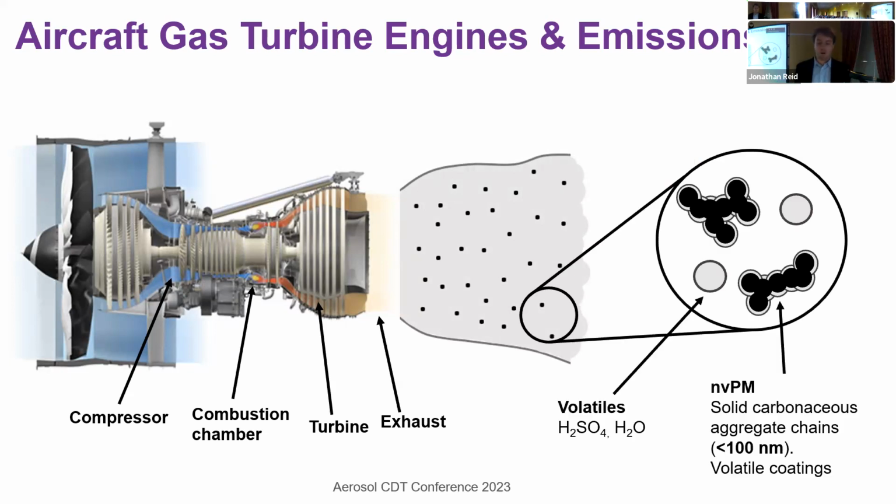These emissions comprise a complex mix of gases, volatiles, semi-volatiles, and non-volatile particulate matter, or NVPM. I'm particularly interested in NVPM. NVPM is a solid carbonaceous aggregate chain, usually below 100 nanometers in diameter.